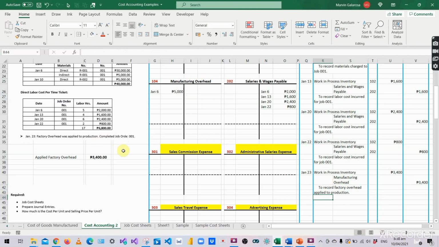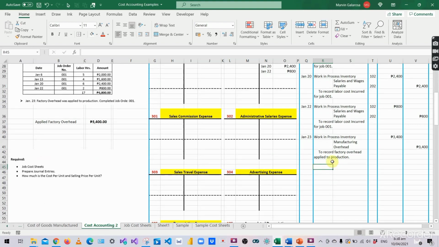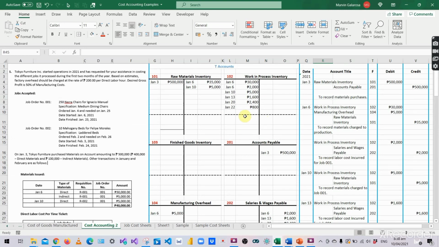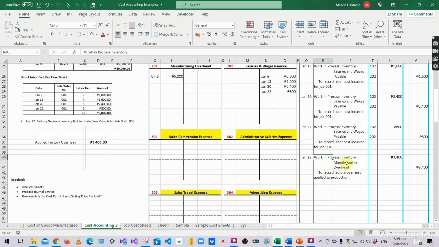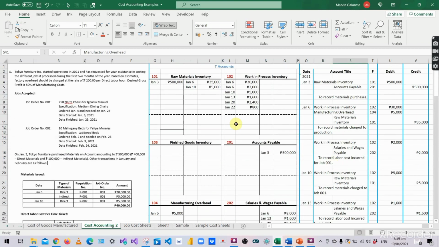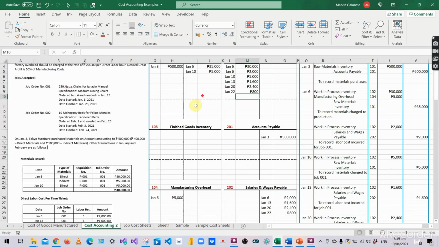And then on the same day, January 23, na-complete na rin yung job number 001. So meron pa tayong additional na entry. Yun naman yung para sa finished goods inventory. But before that, post muna natin yung entry natin for application ng factory overhead. Para nang sa ganun, ma-extract natin yung balance ng work in process inventory. Magkano ba yung mapupunta sa finished goods?